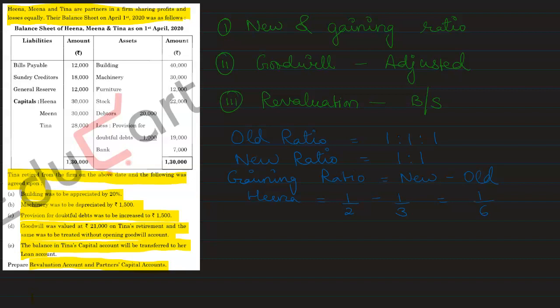Similarly, the next partner is Meena. The new ratio of Meena is 1 by 2 and the old was 1 by 3. So she has also gained 1 by 6. So the gaining ratio is 1:1.